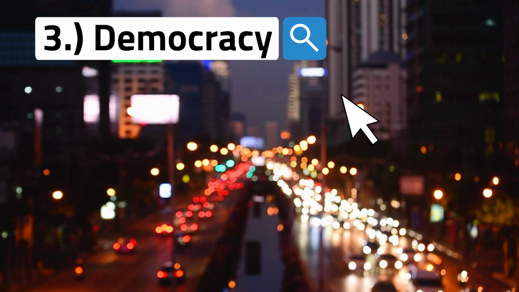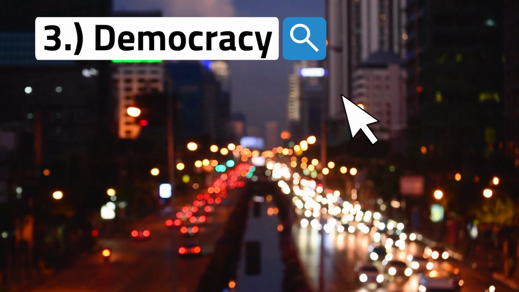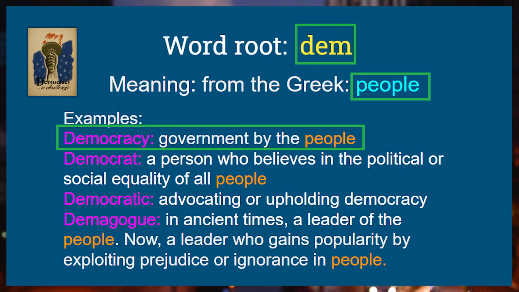Term number 3 is going to be democracy. Democracy is a word that you're probably familiar with. Dem is the root, dem meaning from the Greek, people. If you see dem at the beginning or as part of a word, it's going to have something to do with people. Democracy is our word for this term.